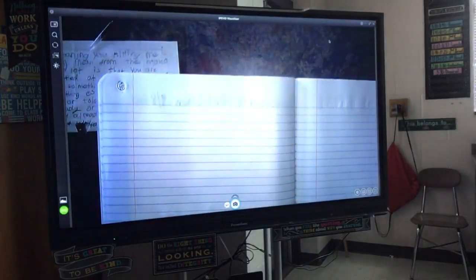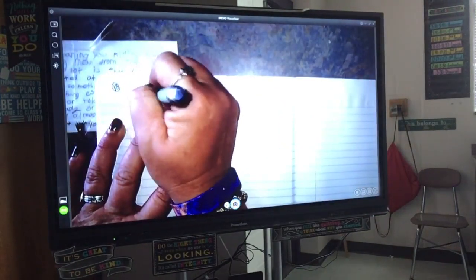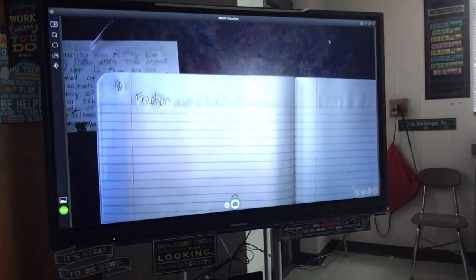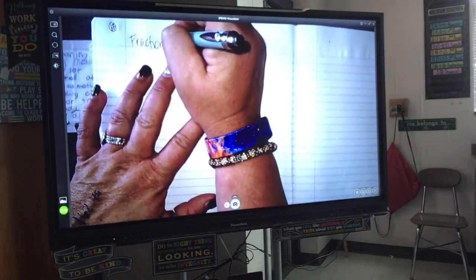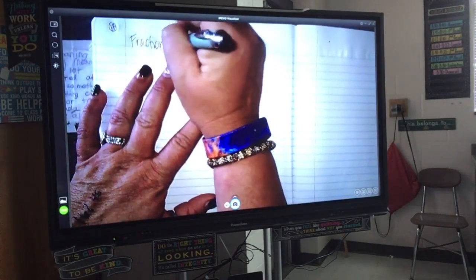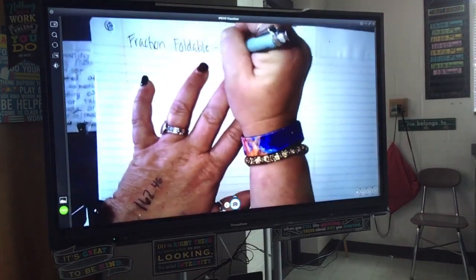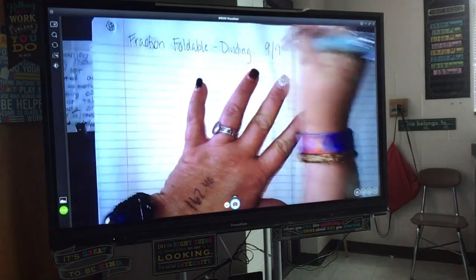Okay, today is going to be very much of a review day. It should be a fairly quick day for us. Please go ahead on the next blank left side. You need to title it fraction foldable, and then the topic of this one is dividing. And then today's date is 9/6.